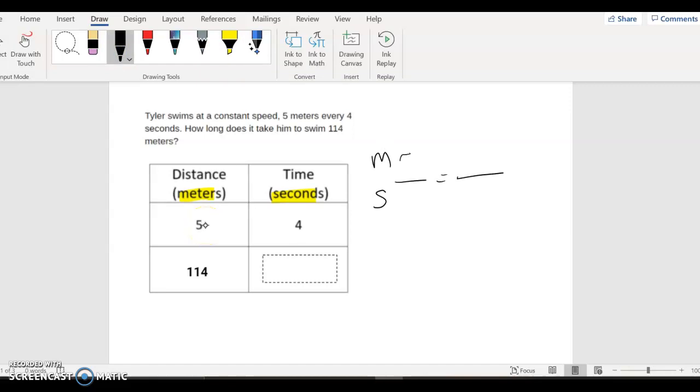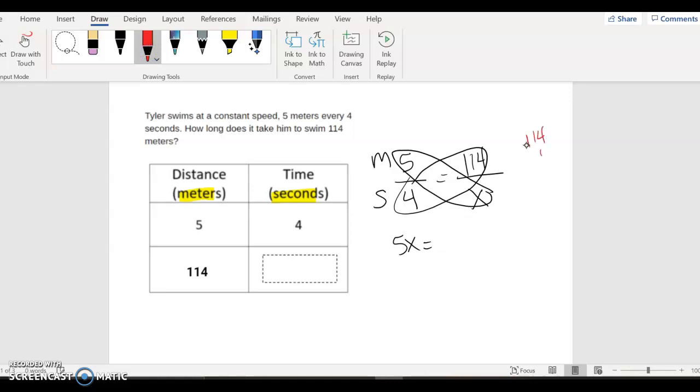I know that 5 meters he completed in 4 seconds. And then here we have 114 meters. So that's going to go on top. We want to know how many seconds that's going to take. So we cross multiply, we get 5x. Cross multiply, 114 times 4 is 456. To get x by itself, we divide by 5.